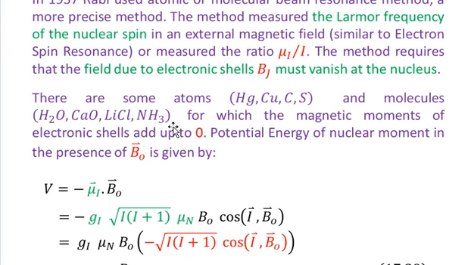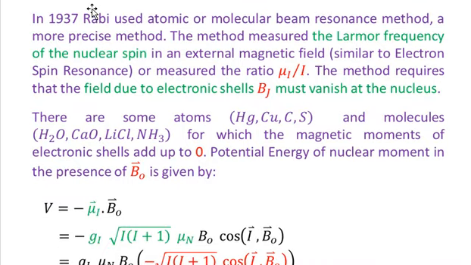So it means that for these atoms and molecules, we can use the method as described by Rabi in 1937, and we can measure the Larmor frequency of the nuclear spin, and we can also calculate the ratio of mu I to I, because in all these measurements, the Bj at the nuclear site is zero.